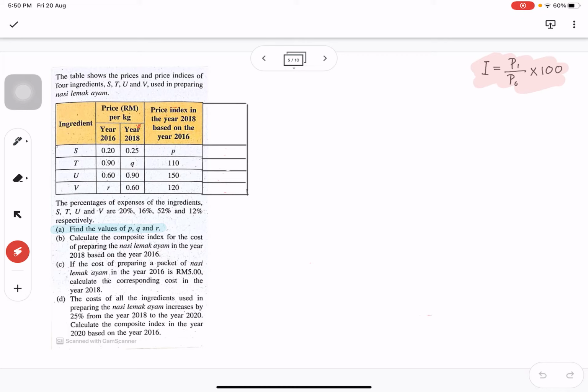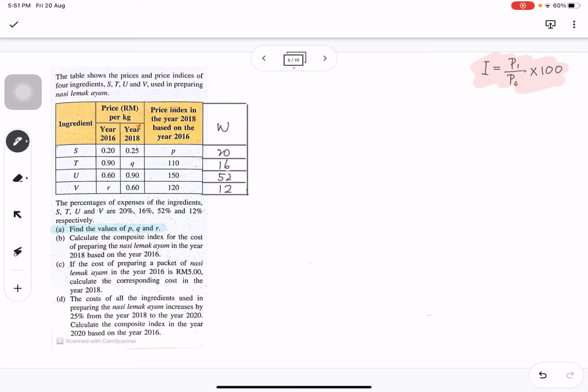Okay, now we look at an example here. I'm going to show you how we are going to solve this question. Read the question carefully. The table shows the prices and price indices of 4 ingredients S, T, U, and V used in preparing nasi lemak ayam. We have 4 ingredients, yeah? So now, below the table here, we have some information. The percentages of expenses of the ingredients S, T, U, and V are 20%, 16%, 52%, and 12%. What are these? Yeah, this is the weightage. So it is good that you add one column for weightage, and then fill in the values 20, 16, 52, and 12.